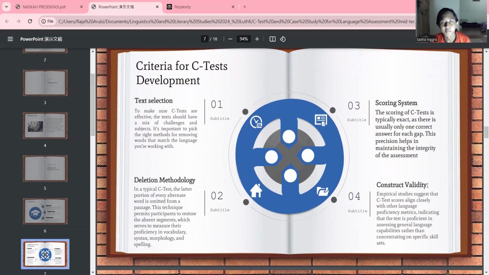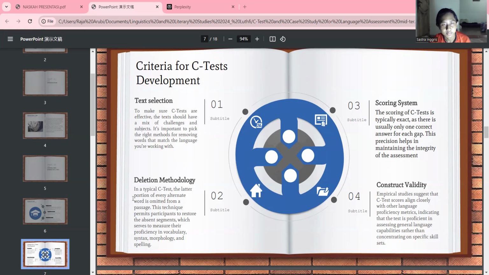Criteria for the C-test development. For the first, text selection. To make sure C-tests are effective, the texts should be diverse. It might be challenging for the test takers to pick the right methods for removing words that match the language you're working with.